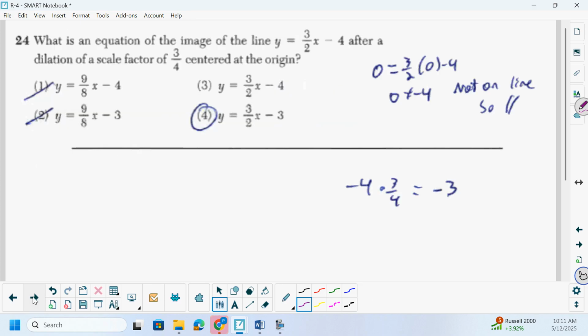For 24, another dilation one, sub in our center of 0, 0. We got 0 equals -4. Not a true statement, so we're looking for a parallel line. If it did give us a true statement, we'd look for the same line. So our options are 3 and 4 for parallel lines. Now, I showed how to find the specific y-intercept by multiplying the -4 by 3/4, but we also just know it needs to be a different y-intercept, so that could have told us it was choice 4 as well.